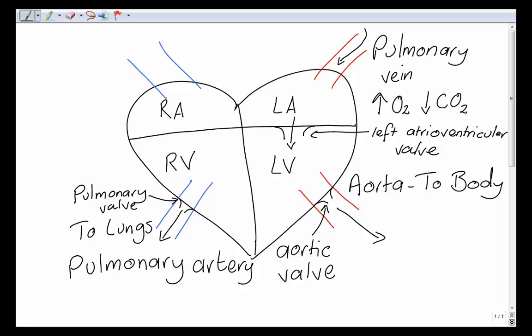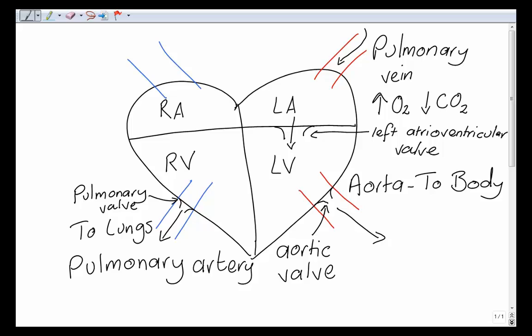So as soon as that ventricle fills up with blood, those flaps on the valve shut and the pressure pushes against them, and then they won't open back the other way. So they only open in one direction. Same with the aortic valve, same with the pulmonary valve.